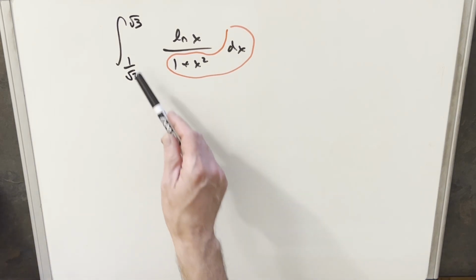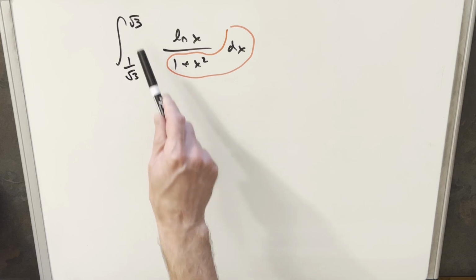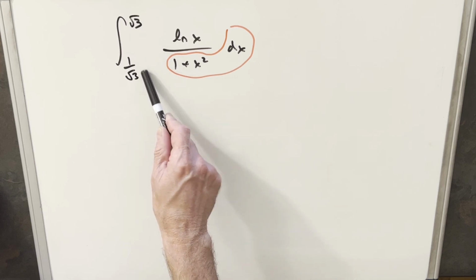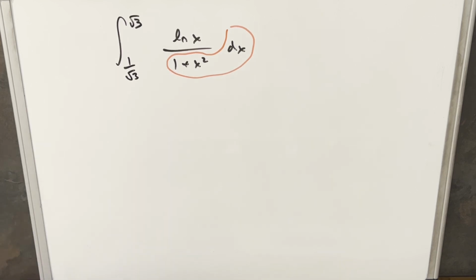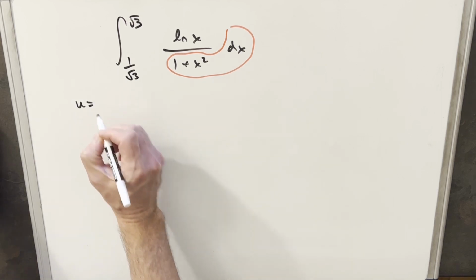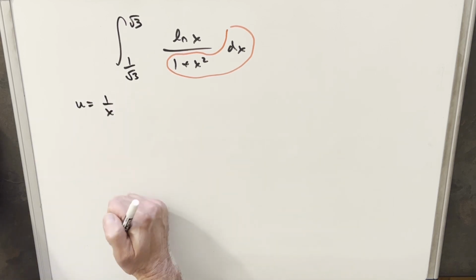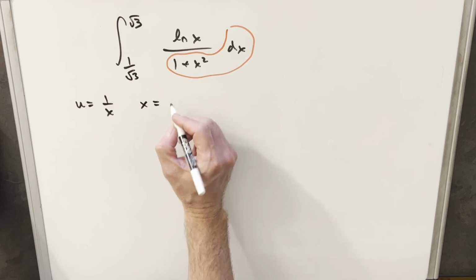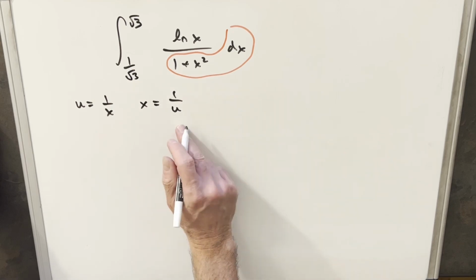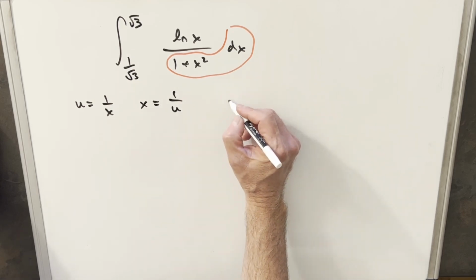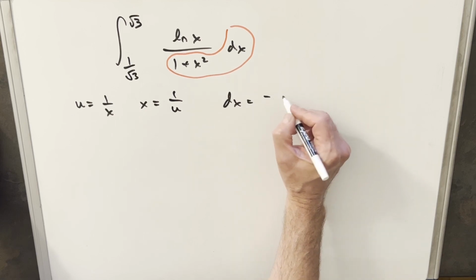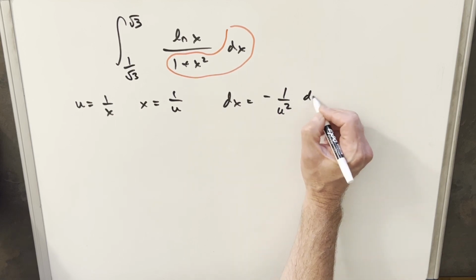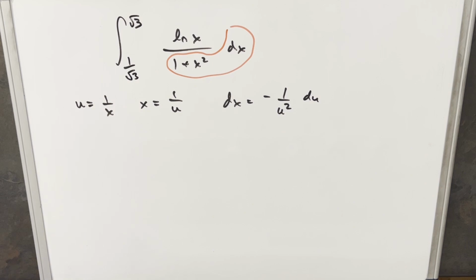The thing I really want to notice though is the fact that we have square root of 3 here, and this is just the reciprocal. This is just 1 over square root of 3. So that's making me think it might be easier if I do a u substitution, like u equals 1 over x. Then we could solve for x as 1 over u. I'll take my dx, and that's just going to be minus 1 over u squared du. And let's see what happens when I do this.